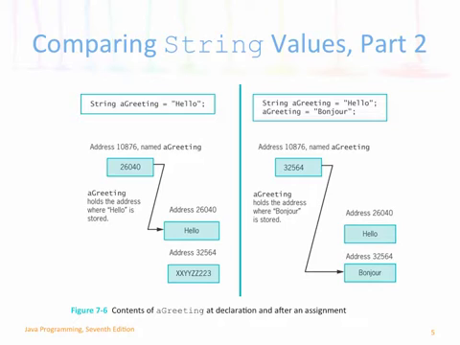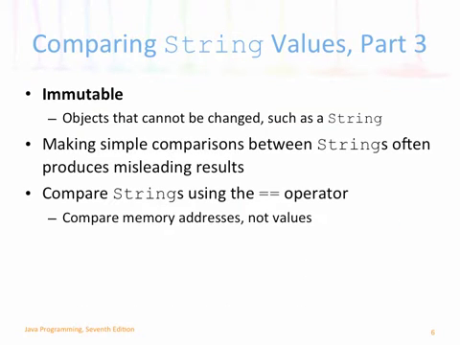Also, strings are immutable. That means they cannot be changed. So we could say String aGreeting = "Hello", and it will reference that Hello in address 26040. But if we want to say instead "Bonjour", aGreeting = "Bonjour", it creates a new string object in memory and just updates the reference. So notice in the example that Bonjour is at location 32564, and our reference is updated rather than changing the existing object. A new object is created. They are immutable. Immutable means it can't be changed.